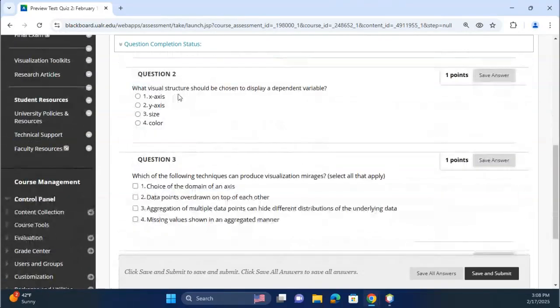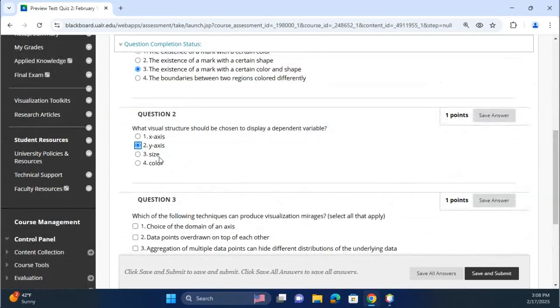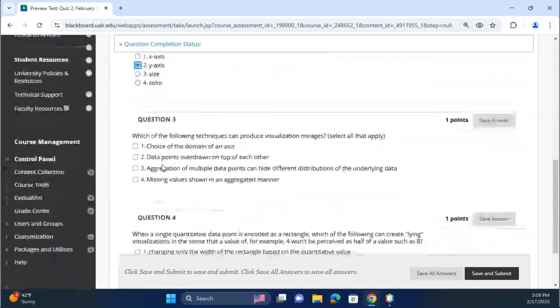Second question, what visual structure should display a dependent variable? Generally we put the independent variable on the x-axis and the dependent variable on the y-axis. So the answer is y-axis, assuming it's available. Size and color, especially color, are not going to be a good choice for most quantitative variables.